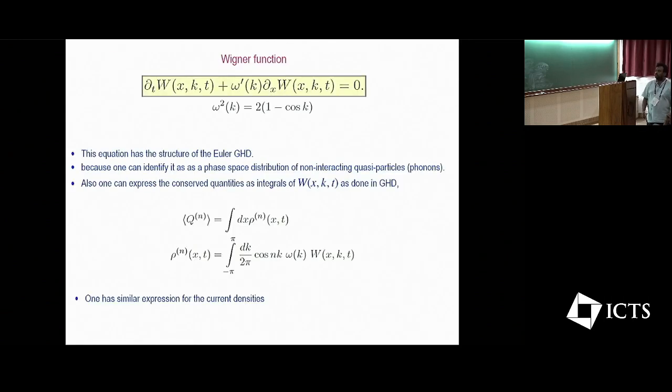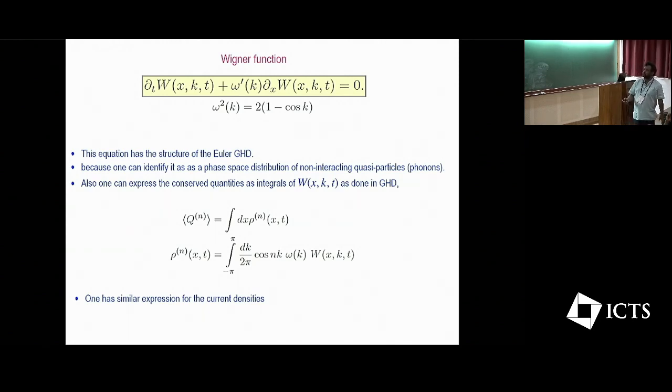For hydrodynamics, you can do it from the Wigner function. In this case the Wigner function is simple. This is similar to the equation that Abhishek also presented in the context of free fermions. In this case, we can identify that this Wigner function has all the properties of the phase space distribution that one considers in Euler GHD, because one can identify it as a phase space distribution of quasi-particles.